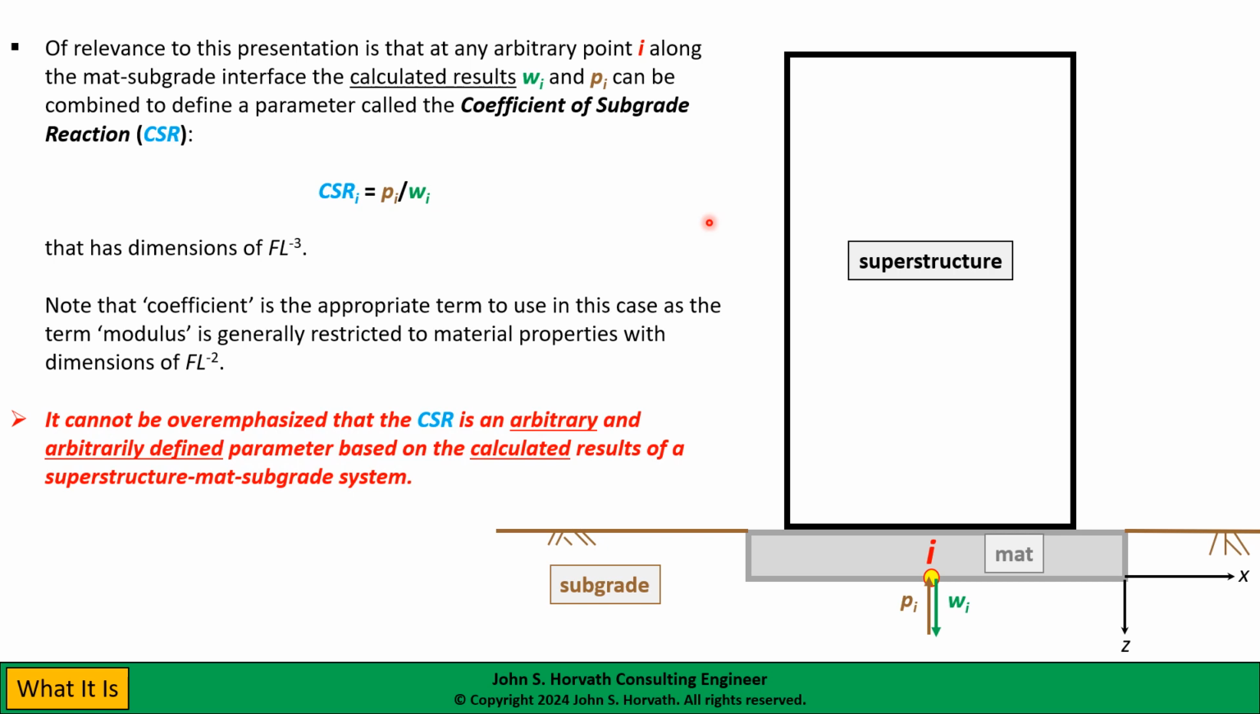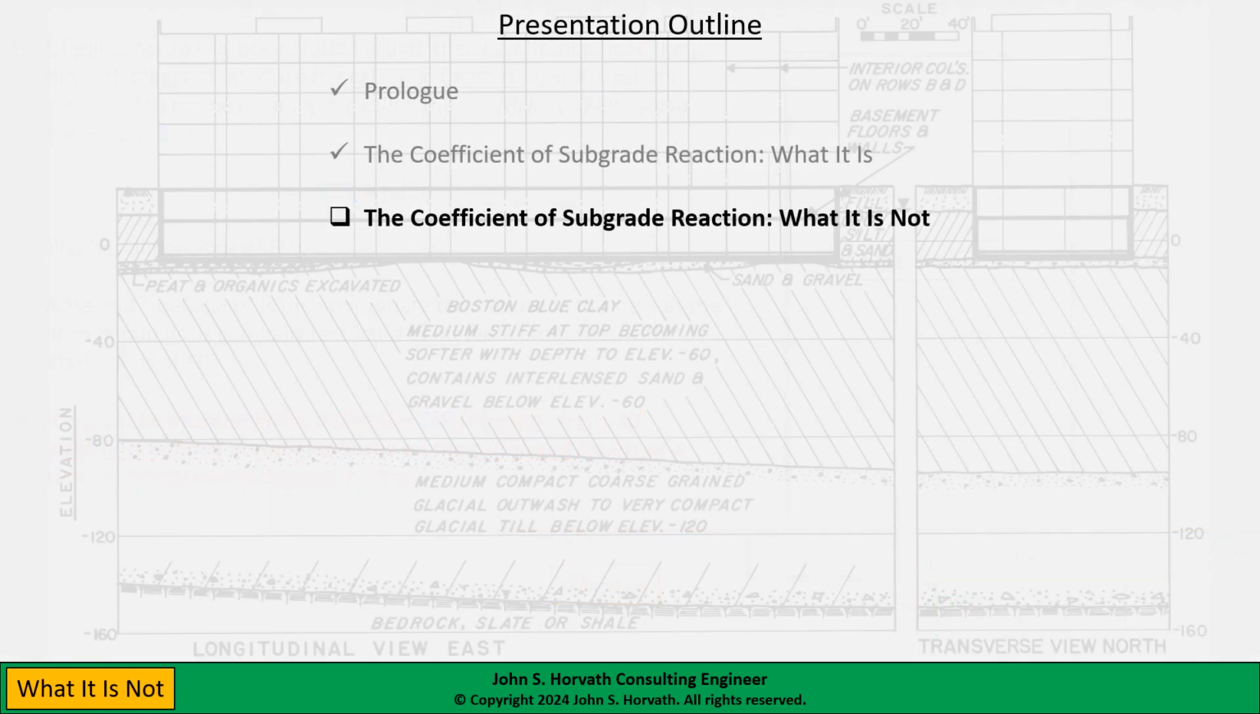I can't overemphasize enough that the coefficient of subgrade reaction is an arbitrary and arbitrarily defined parameter based on calculated results of the superstructure, mat, subgrade system. Calculated results. And I harp on that for reasons that will become obvious very, very shortly. Well, having defined what coefficient of subgrade reaction really is, let's talk about what it isn't.